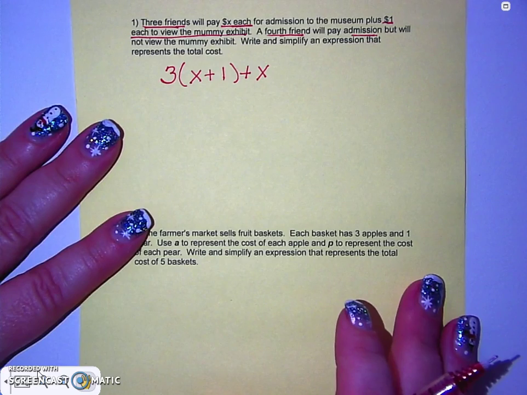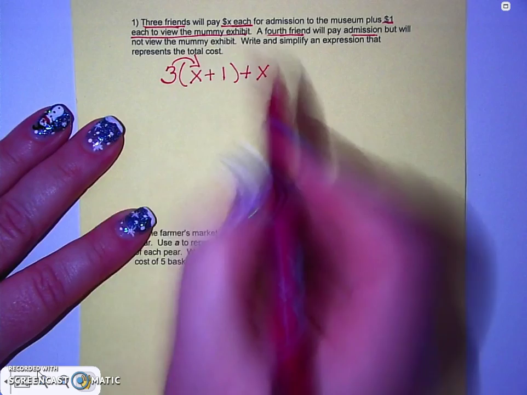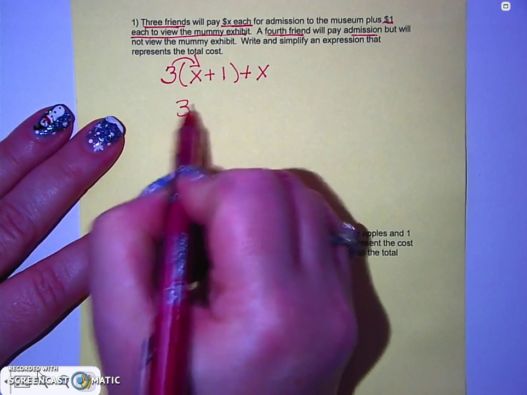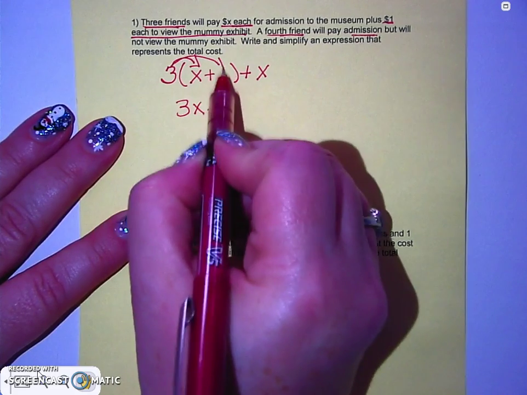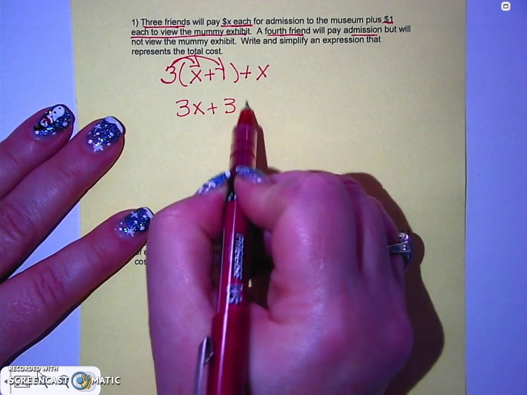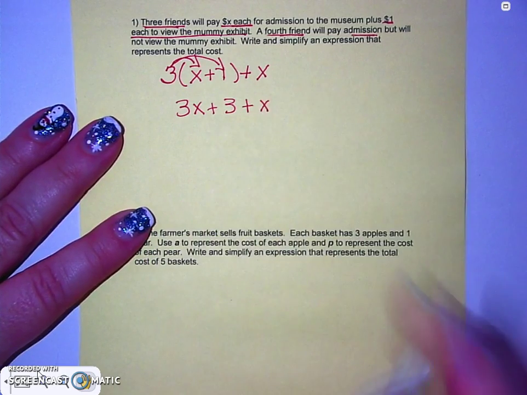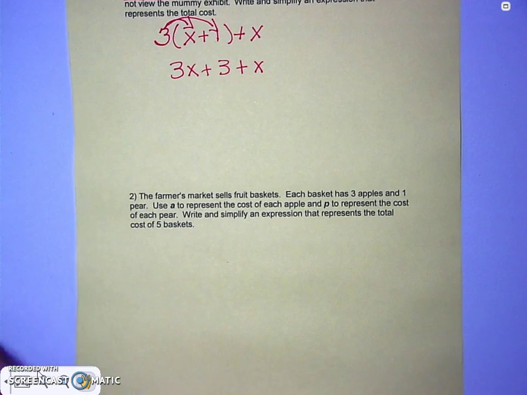What is it, Tyler? Let's do the distributive property. 3 times X is 3X plus 3 times 1 is 3, and then we're left with a plus X. Can I simplify that any further? Are there any other, what are the like terms? I see a set of like terms that I can add together. Ariana?